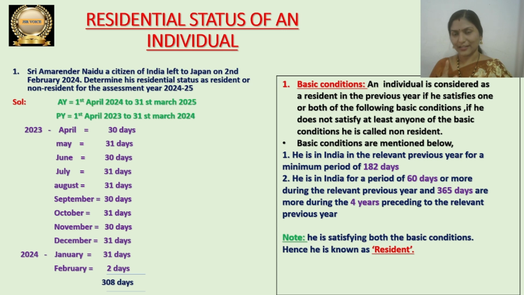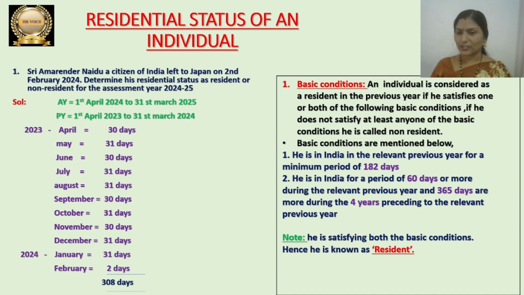If one individual stays in India during the previous year period for a minimum of 182 days, then the first condition is satisfied. He stayed more than that. So he is satisfying the first condition. Once he satisfies one condition, we can call him a resident. Here, the first one he is satisfying, so he became a resident. Let us see the second one also. He is satisfying the second one also. But anyhow, we have already determined him as a resident because he is satisfying one condition.